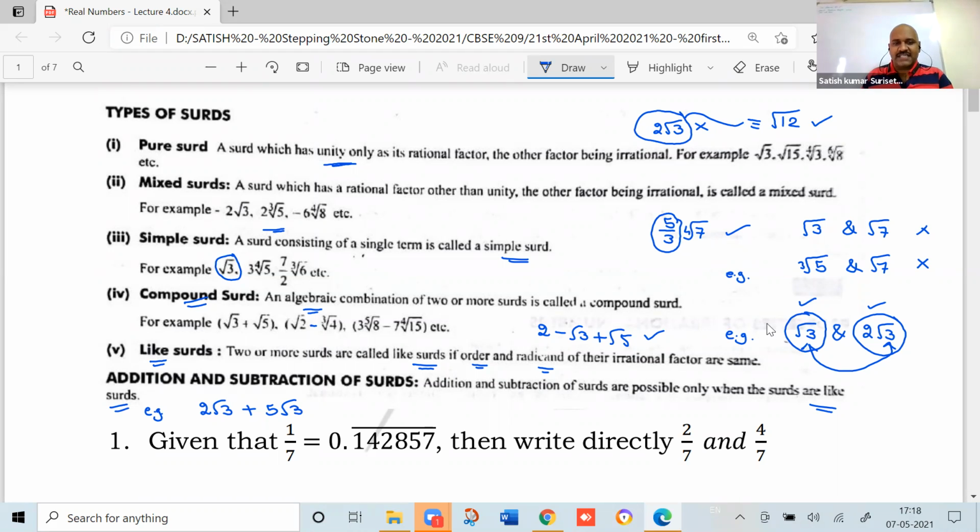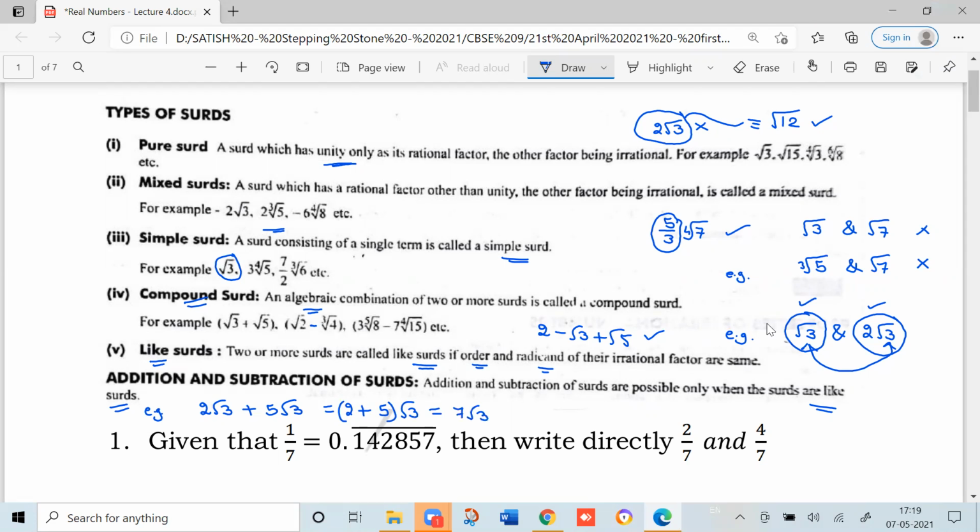Now, how to add this? When you want to add like surds, whatever the radical portion is, you take it common. That means the radical portion is what? Root 3. Then if I take root 3 common, I'll get 2 plus 5 into root 3. So what is 2 plus 5? 7. So 7 root 3. So first take the radical portion common, which is possible only if they are like surds. Then add the remaining, that is, add the rational parts. So 2 plus 5, 7.